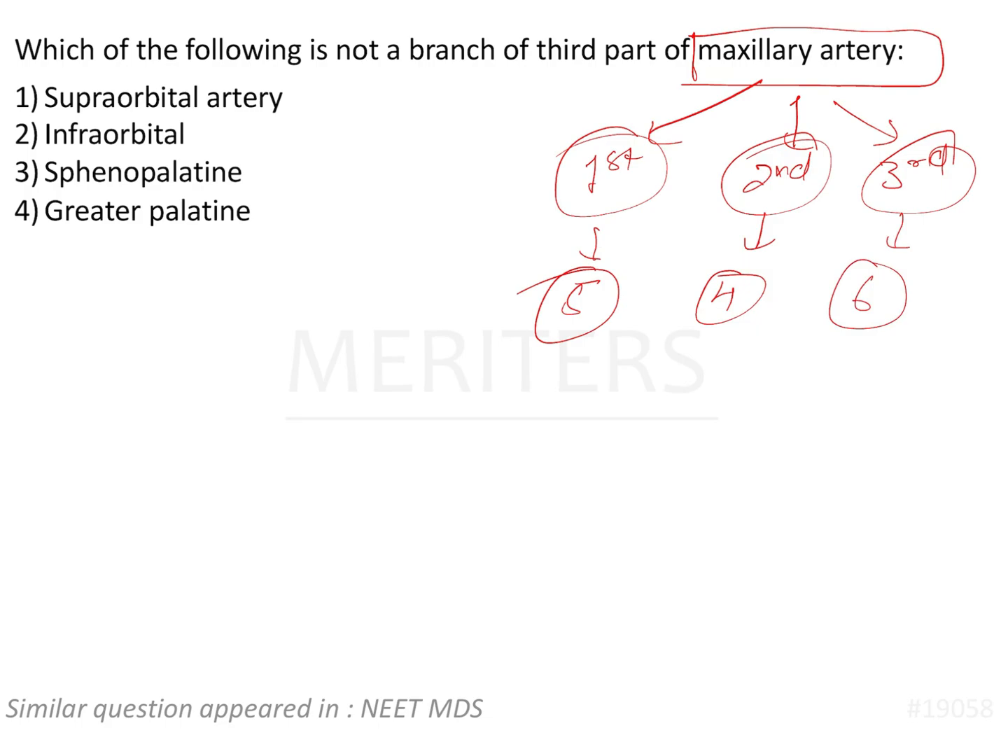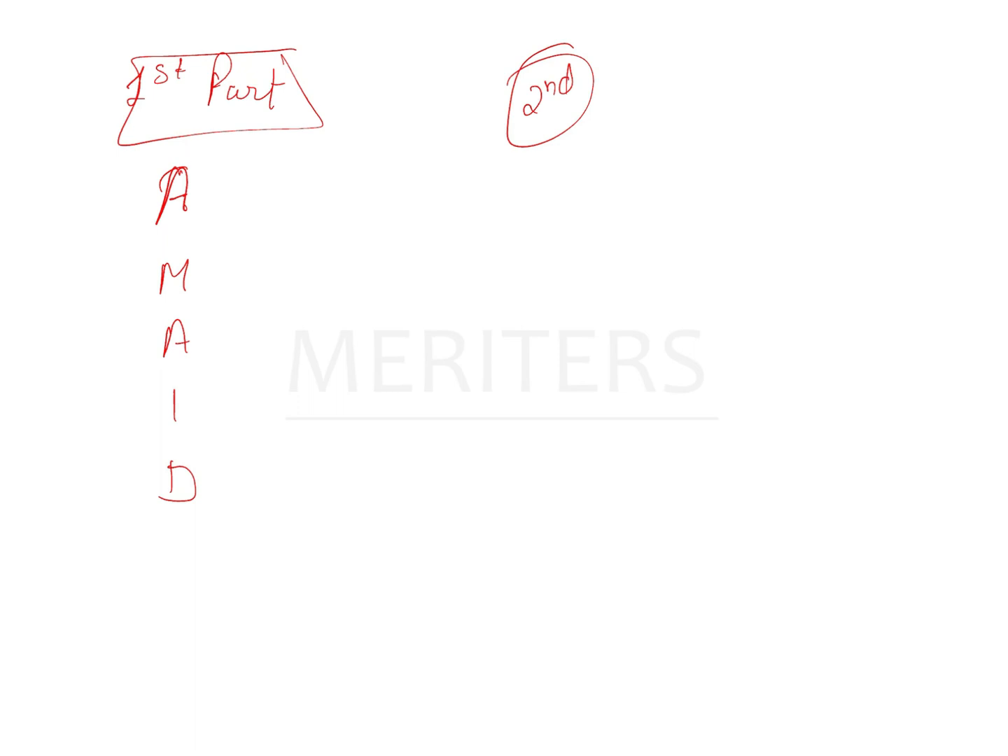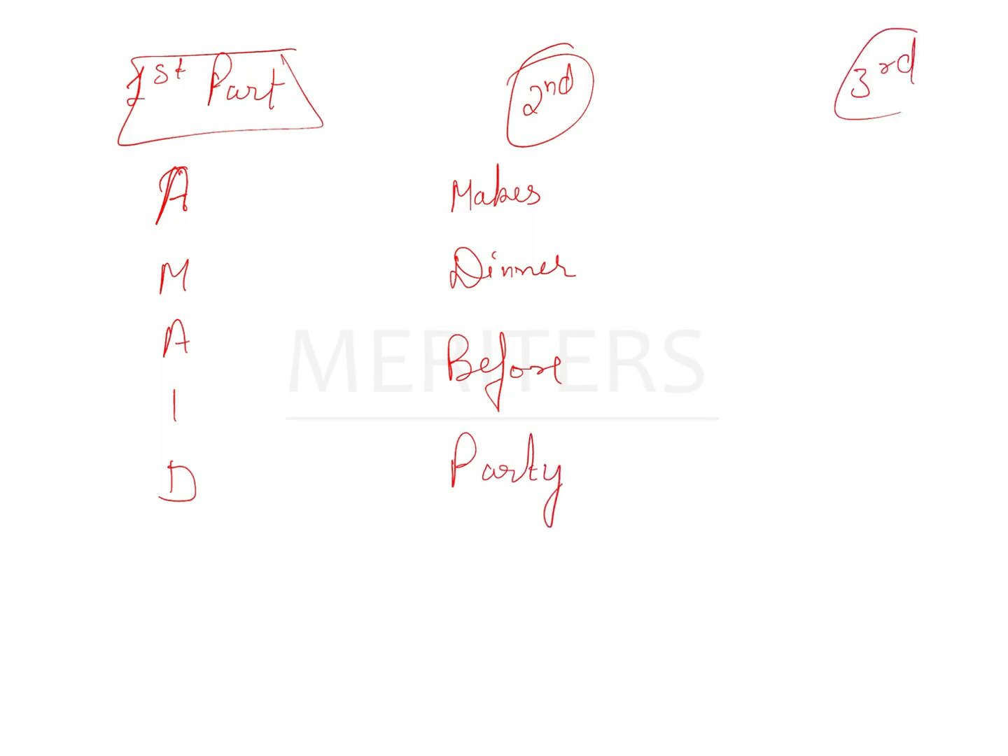So for getting a very good hold on these branches of the maxillary artery, which is very important, I'll be giving you a mnemonic. So yes, for the first part of the maxillary artery, we have to remember a mnemonic, that is a mate. Then for the second part, we have to remember 4 important branches: makes, dinner, before, party.